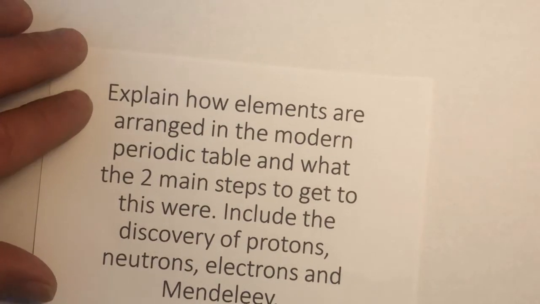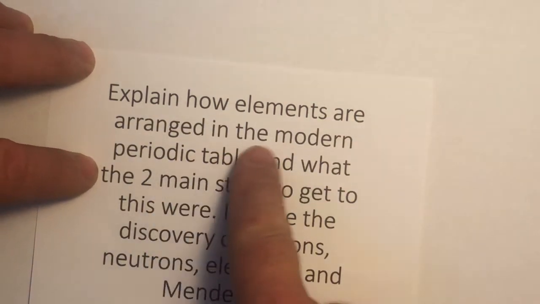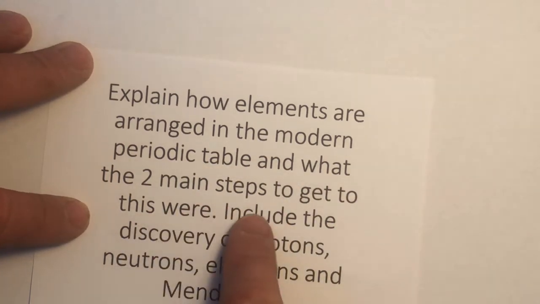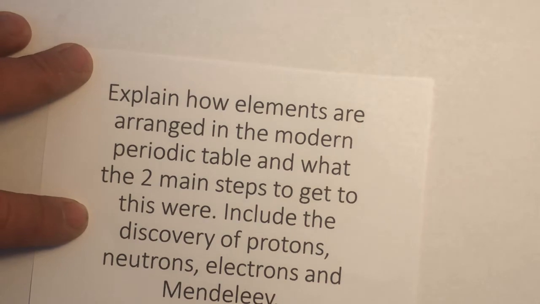Now this question is quite a long question, and there's quite a bit of information in it. Explain how elements are arranged in the modern periodic table. That is the periodic table that you will find in all your textbooks. And what the 2 main steps to get to this were. Now, when you get to the GCSE questions, in year 9, 10 and or 11, there's a lot more steps and a lot more people involved. Include the discovery of protons, neutrons, electrons and Mendeleev.